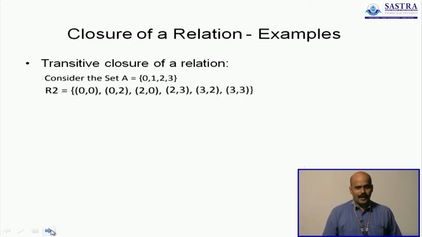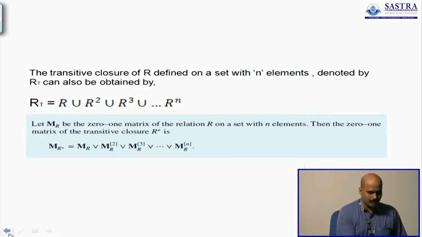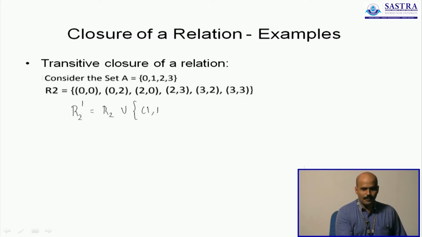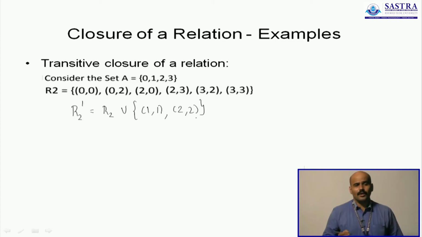As an example, I would like you to concentrate on this problem where I have defined a relation. This relation is not reflexive, you can see that, because you don't have the pairs 1 1 and 2 2. So the reflexive closure R2 dash is nothing but R2, and you will just have to append the ordered pairs 1 1 and 2 2 to it. That will make it reflexive, and that will also be the smallest such relation which contains R2. Therefore, that is your reflexive closure.